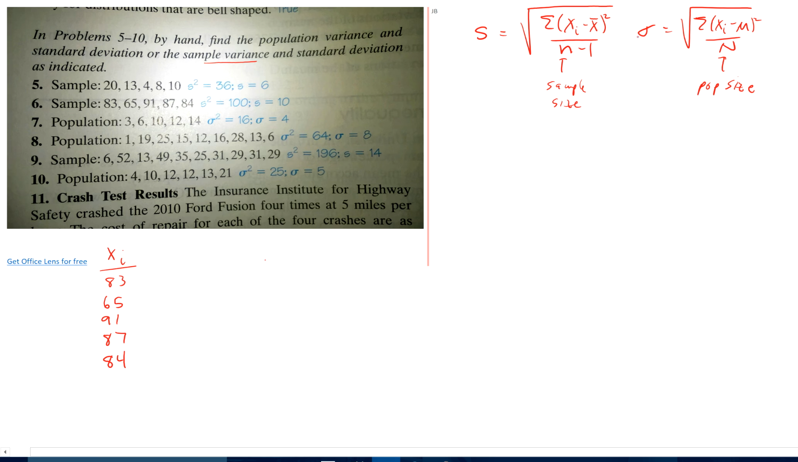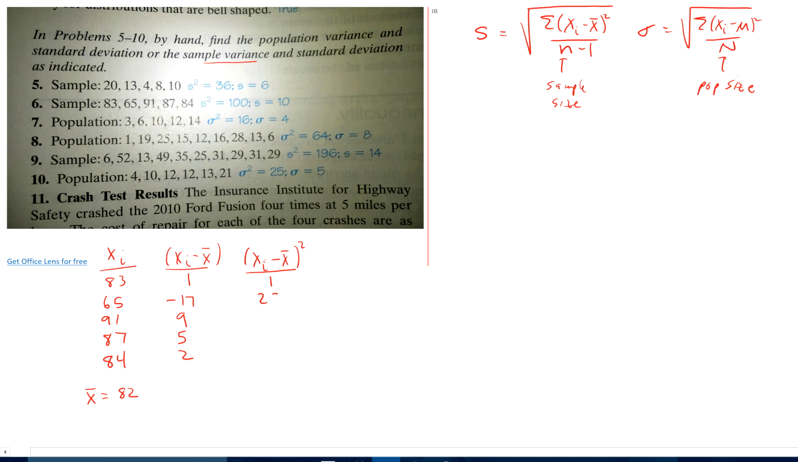Okay, so to do this, I want to put my data in a list, and then I'm going to go ahead and find x sub i minus x bar. And I found x bar to be 82. Just add them up and divide by 5. So 83 minus 82 is 1. 65 minus 82 is negative 17. 91 minus 82 is 9. 87 minus 82 is 5. 84 minus 82 is 2. And then we square that.